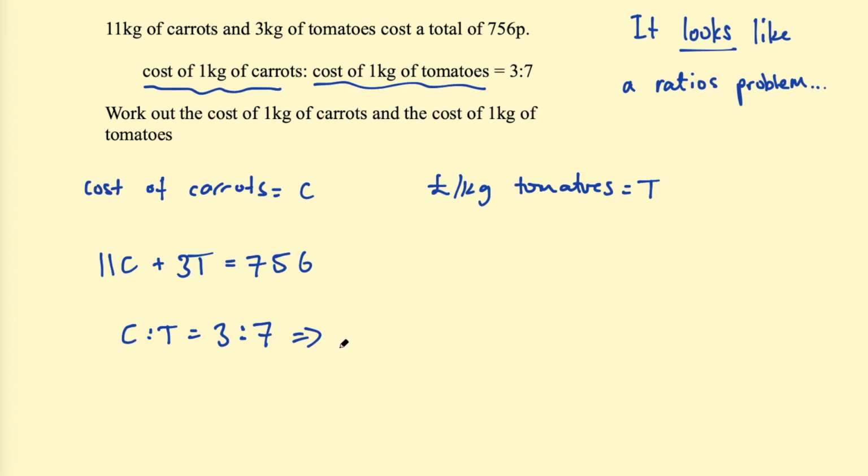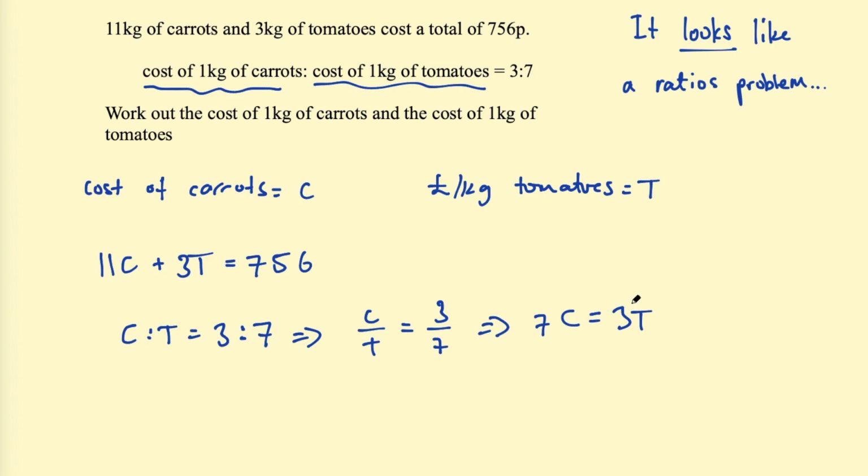I've mentioned this before in a shorts video, that you can convert ratios to fractions. And I like to do this because I think it shows more straightforwardly how you can rearrange this into an equation in terms of either C or T. So we have C over T equal to 3 over 7. Then if I cross multiply, so T times 3 and 7 times C, I get 7C equal to 3T.